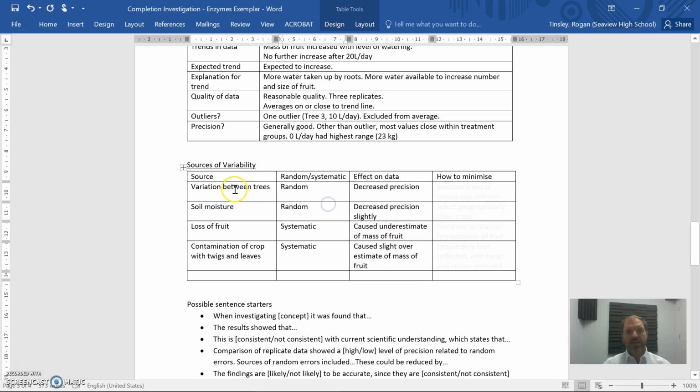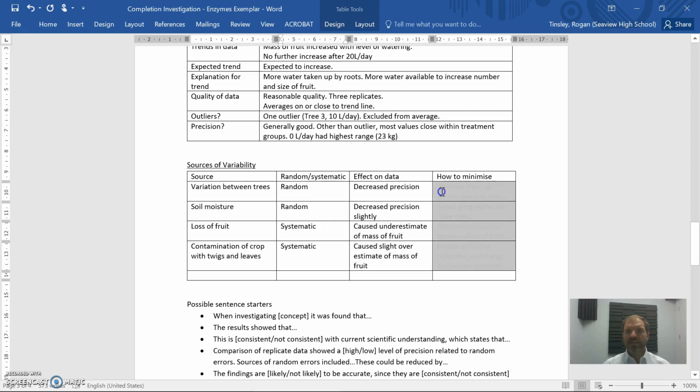So for instance, variation between the trees is going to decrease our precision. Soil moisture, decrease the precision slightly, because most of the moisture should be coming from that watering, and so that's going to have less of an effect maybe than the different trees would, for example. As I said, the loss of fruit would cause an underestimate, and the contamination of the crop would cause an overestimate, but only slight. I mean, a few twigs and leaves aren't going to make kilos of difference.